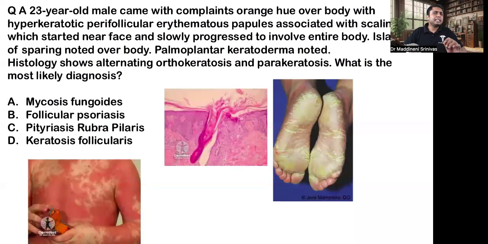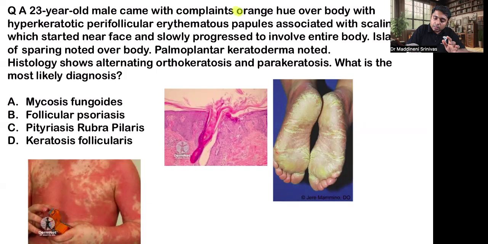And this we can say is a question from papulosquamous disorder. Very, very classical description was given, but this is not psoriasis or lichen planus. Okay, so some students might not have read this topic, but very important.